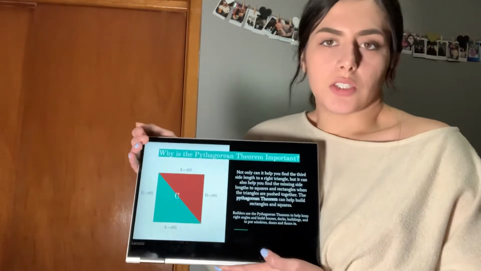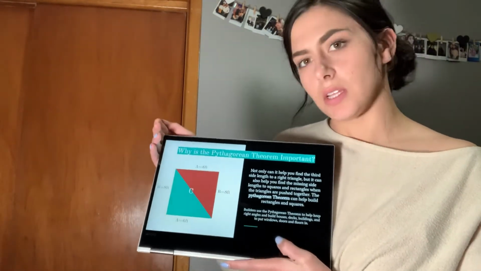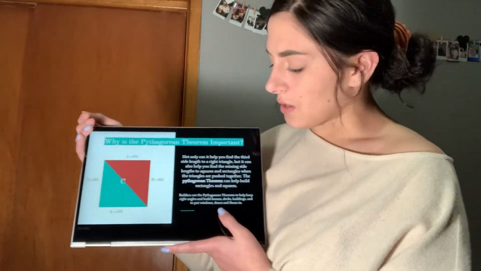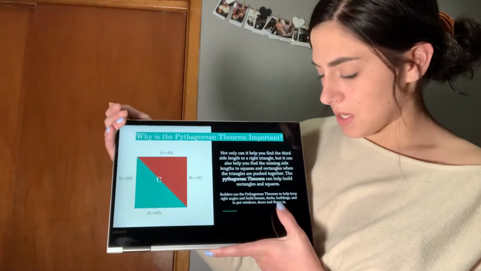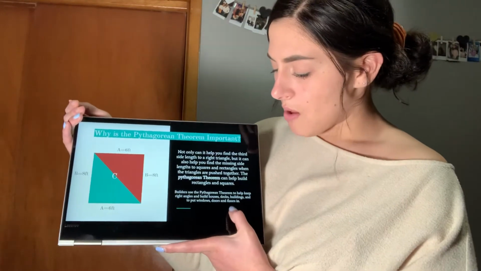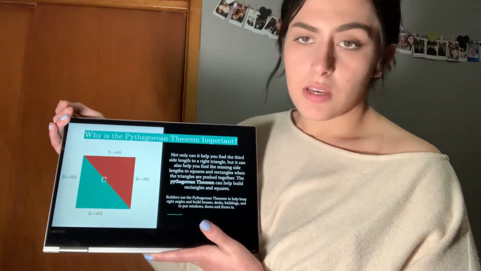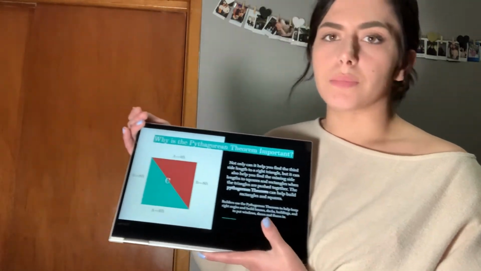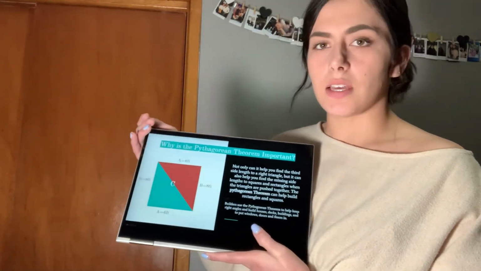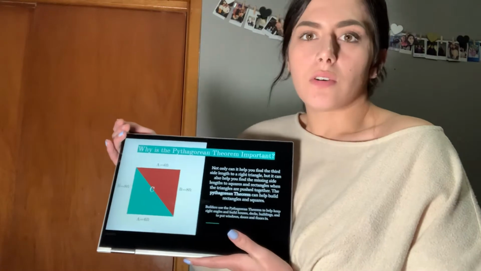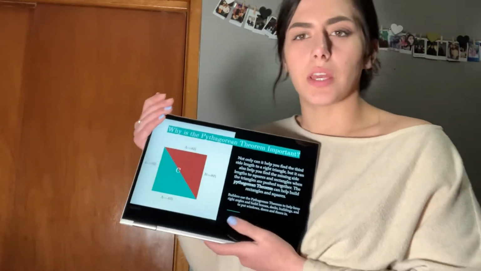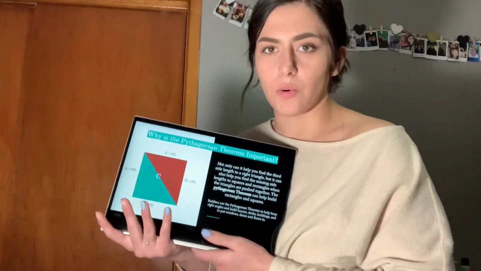So this would be a little "why is it important" for the kids, so they understand how this can be important. It also says right here that builders use the Pythagorean theorem to help keep right angles and build houses, decks, buildings, and other things. So like construction workers, architects, several careers use the Pythagorean theorem, and it's important for the kids to know that it can be used outside of school.